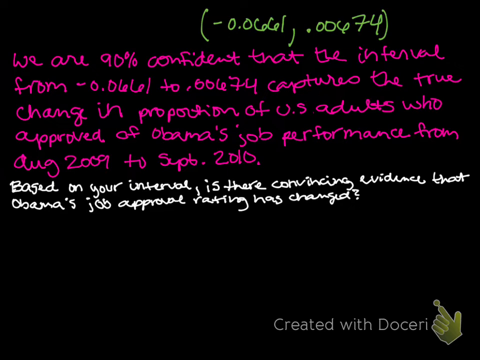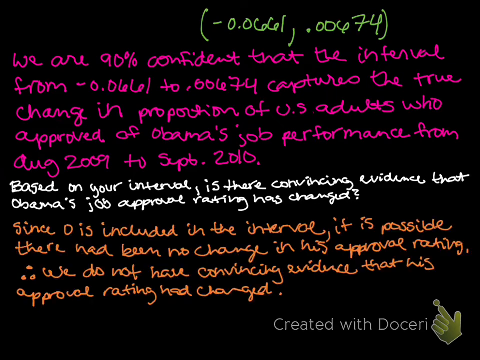All right, based on your interval, is there convincing evidence that Obama's job approval rating has changed? Well, consider this. What if there is no difference? What if there is no change? What would that look like? What number would that be? That would be the number 0. Is 0 within my interval? Yes, 0 is between negative 0.0661 and 0.00674. So since 0 is included in the interval, it is possible there had been no change in this approval rating. Therefore, we do not have convincing evidence that his approval rating has changed.